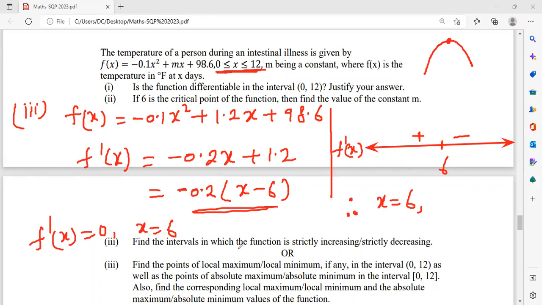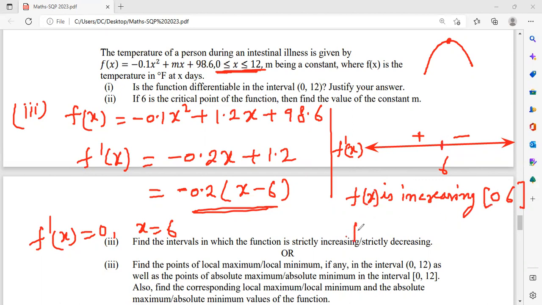He's asking for the interval in which the function is strictly increasing or decreasing. We were given this function on a closed interval. You can say f(x) is increasing in the interval 0 to 6. Since they have given the closed interval, we are taking the closed interval 0 to 6 because this is a continuous function. So you can write increasing in this.